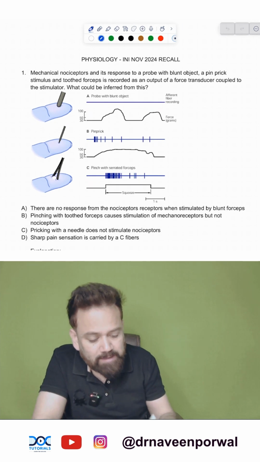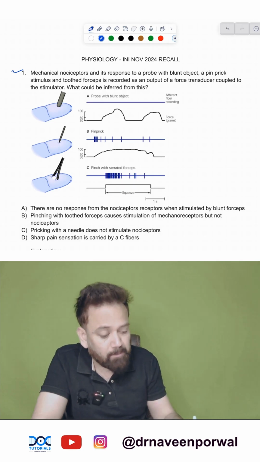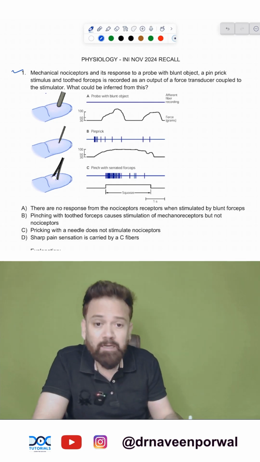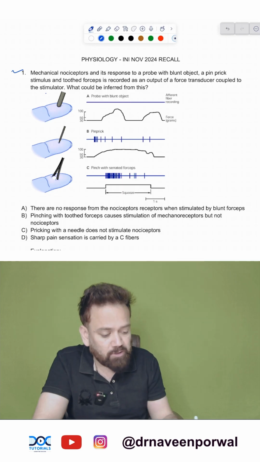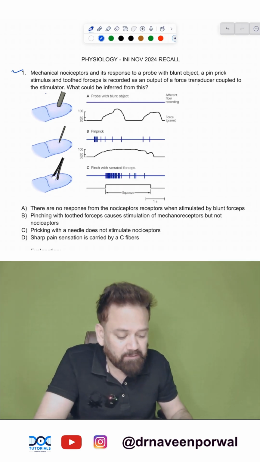Mechanical nociceptor. Noci means pain receptor, and it responds to a probe with a blunt object, a pinprick stimulus, and a toothed forceps, recorded as an output of a force transducer coupled to a stimulator. What could be the inference from this?